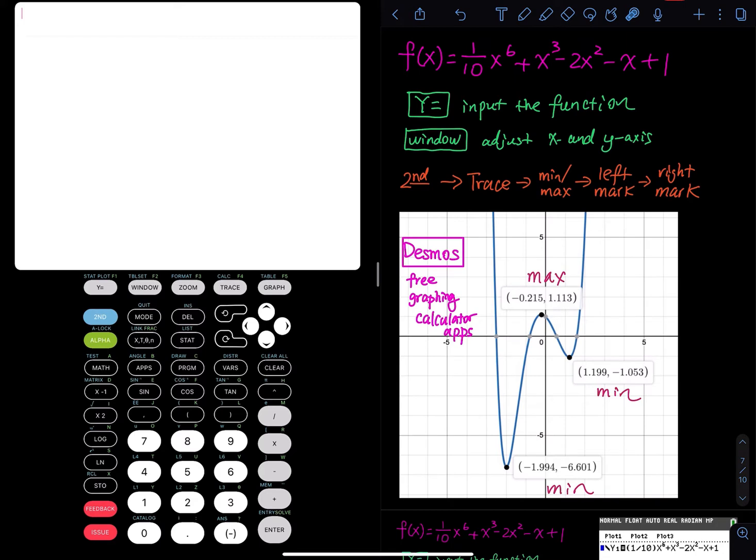Once you click Desmos, all you have to do is input the function, and they will give you the graph right away. Then you can use your finger or your pointer to point at the minimum and maximum, and Desmos will give you the coordinates of the points that you want, which is exactly what you see on the right hand side. Just click on the minimum and maximum, and they will give you the coordinate right away.